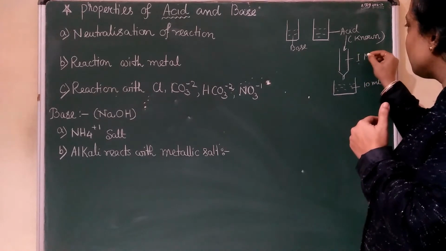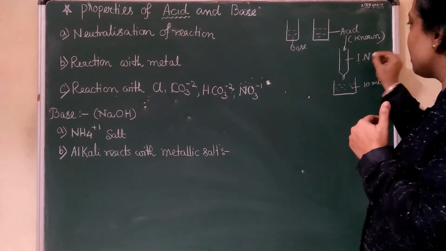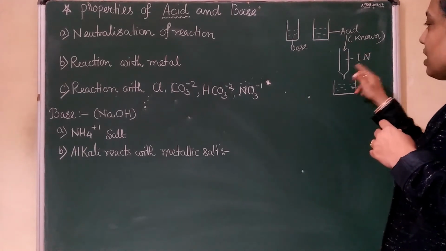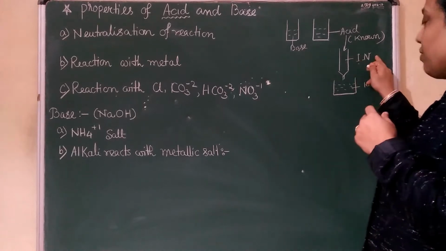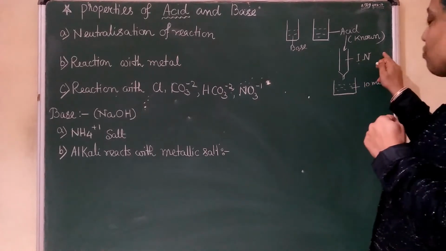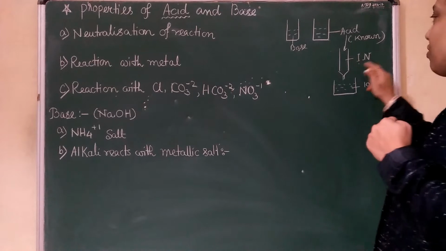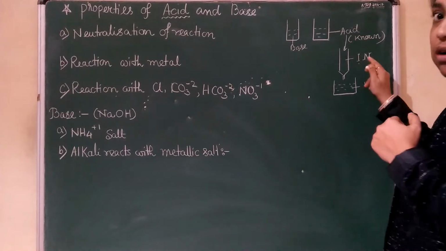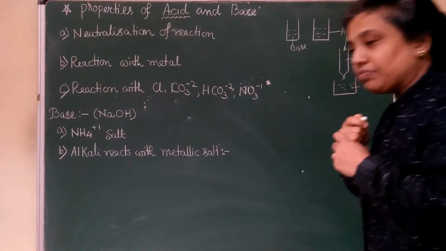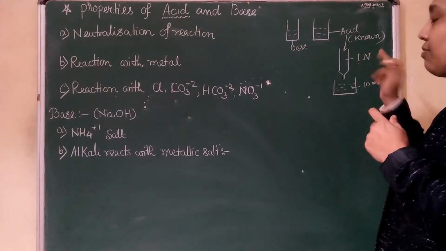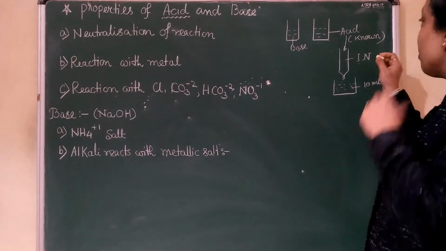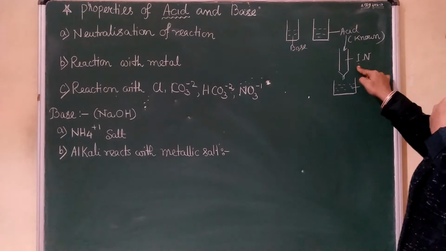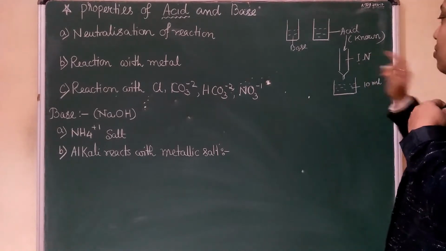Suppose this concentration is 1 normal. This is the strength of a solution. 1 normal means 1 equivalent per liter. If it is H2SO4, the equivalent weight of that acid is dissolved in 1 liter of solution, and that will give you a 1 normal solution.